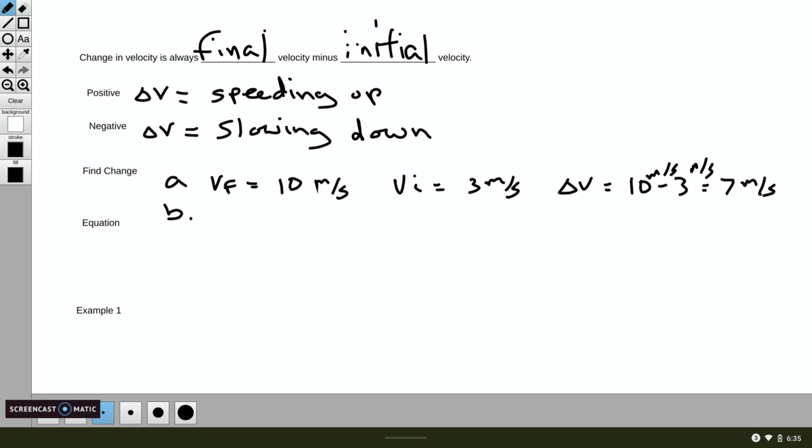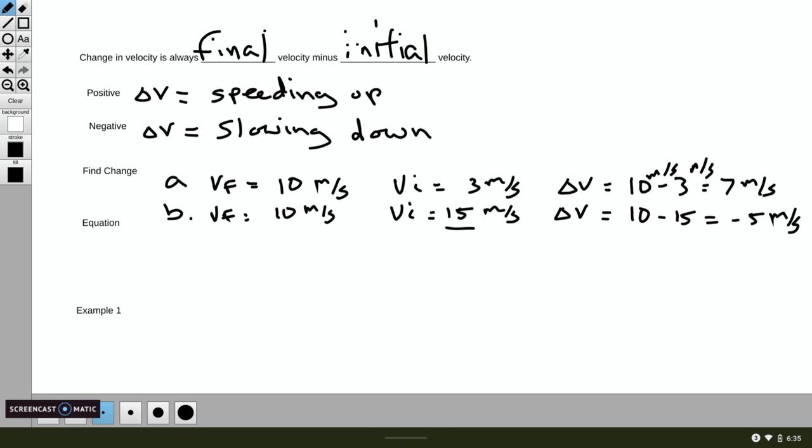For B, the final velocity is 10 meters per second, and the initial velocity is 15 meters per second. So when we find the change in velocity, remember it's final minus initial. It's not big minus small. It's final minus initial. The final is 10 minus the initial, which is 15. That means we get negative 5 meters per second. That's okay. That just means we slow down. So if I start at 15 and end up going 10, I slowed down. I went slower.